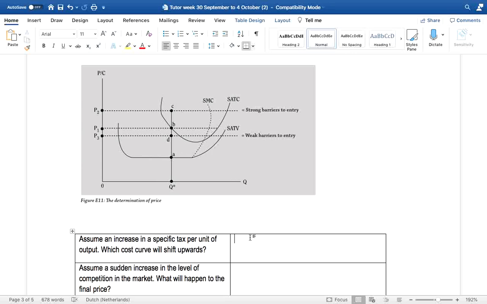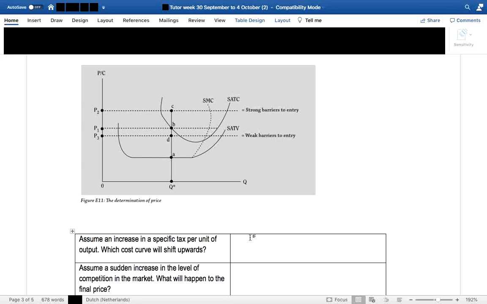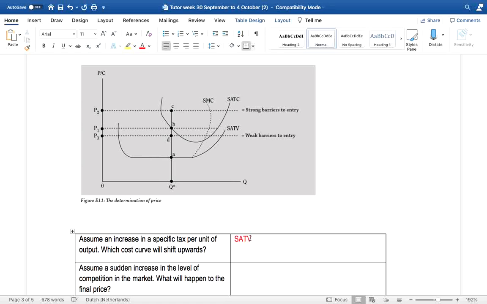And then the first question that we ask is, assume an increase in the specific tax per unit of output, which cost curve will shift upwards. An increase in a specific tax per unit. That tax per unit already tells us it's going to be variable cost. So the curve that's going to shift upwards is going to be our short run average total variable cost curve.